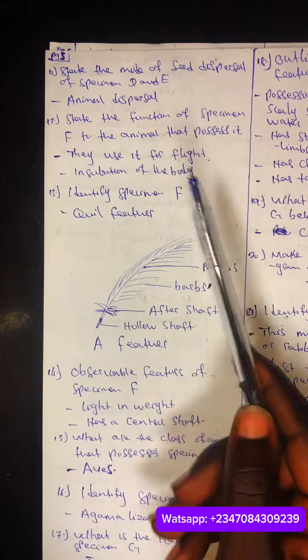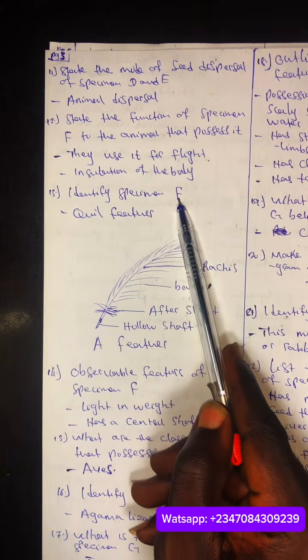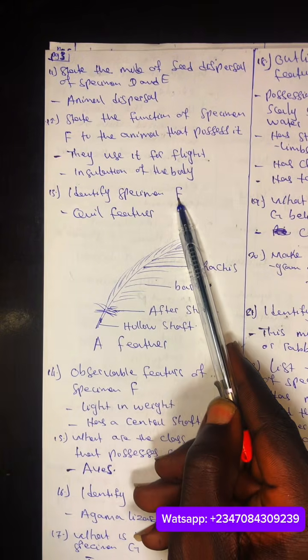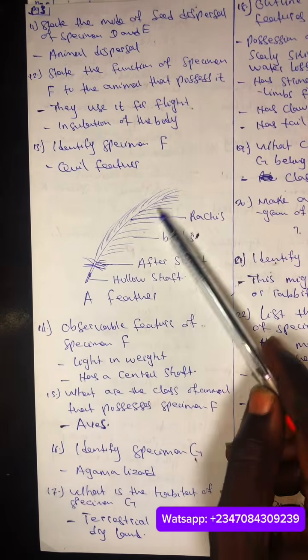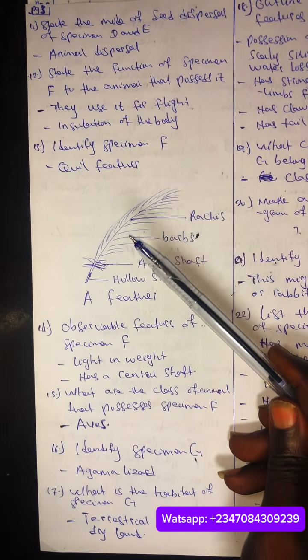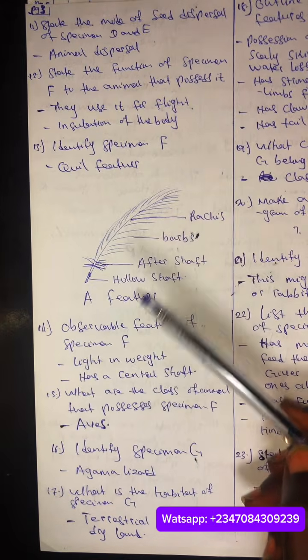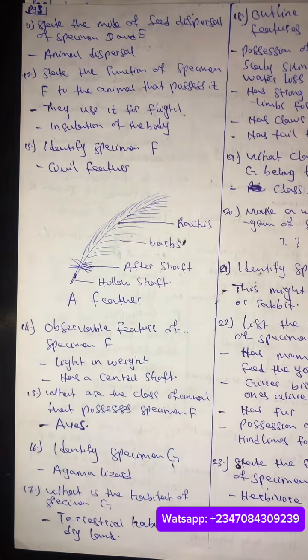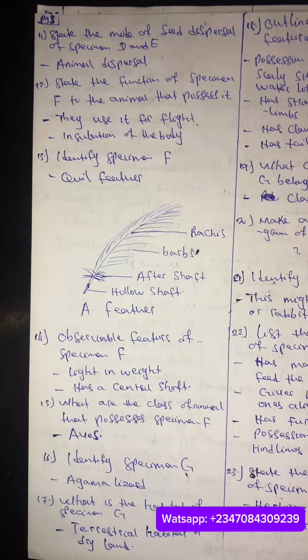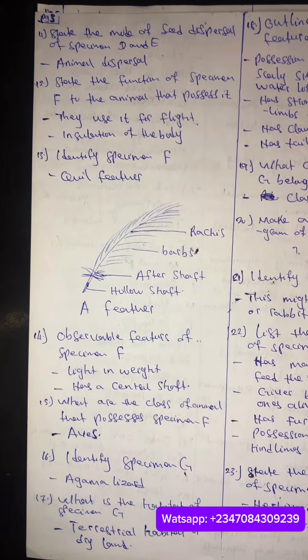Number 13, or the next question, identify specimen F. Now you have identified it to be a what? Quill feather. I just gave a neat form of schematic diagram you may be expecting there. I'm not saying this is what you'll be seeing, but you might be asked to draw some of this diagram, especially feather. It's been long since feather came out from their questions. Definitely you'll be asked to draw it. You'll be asked the kind of animal that possesses it and an example of an animal that possesses it.